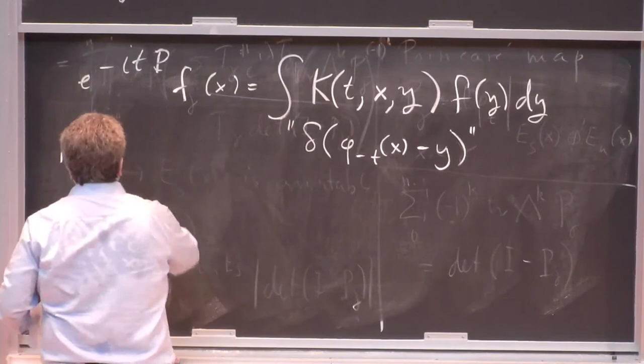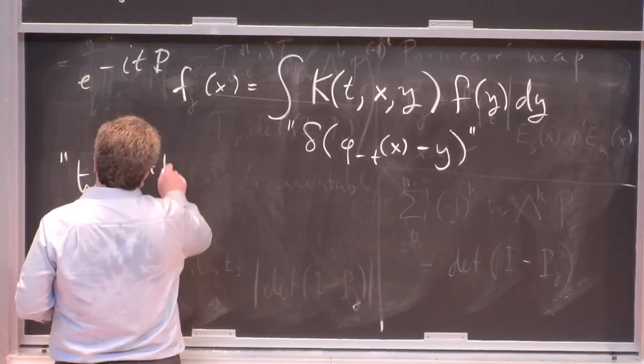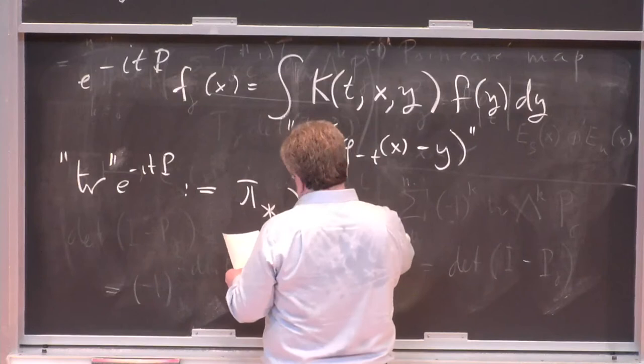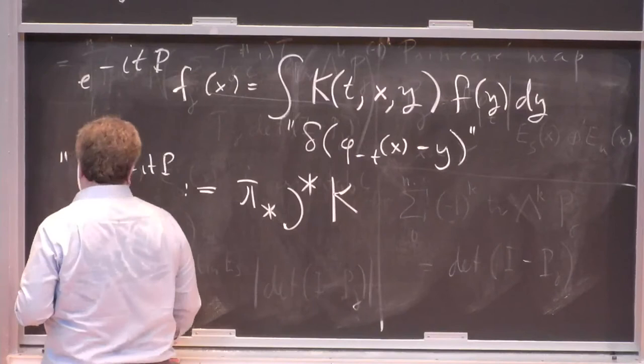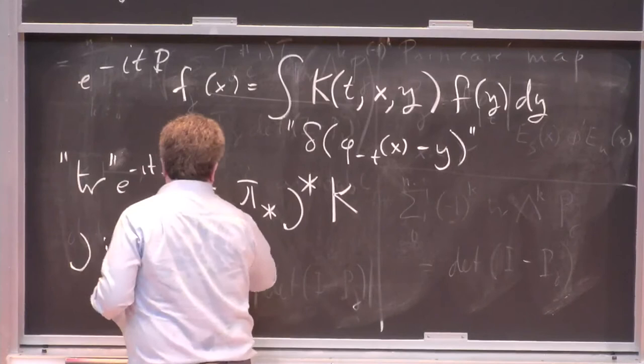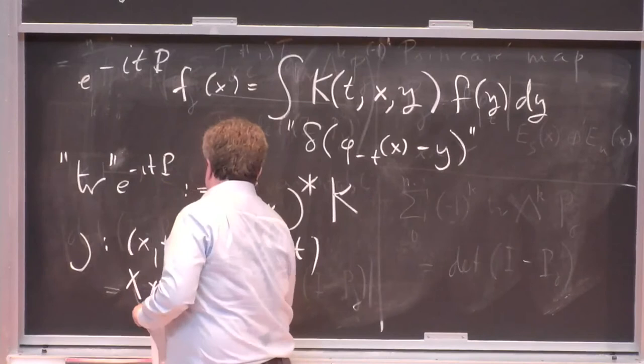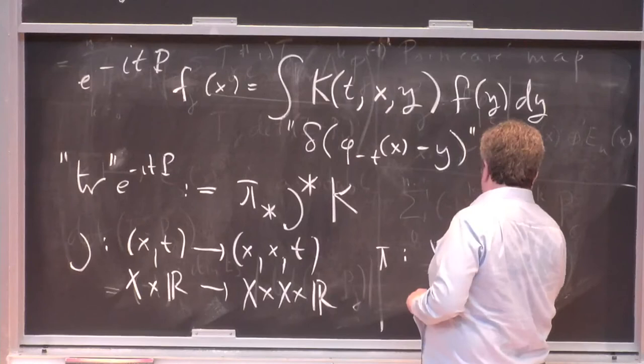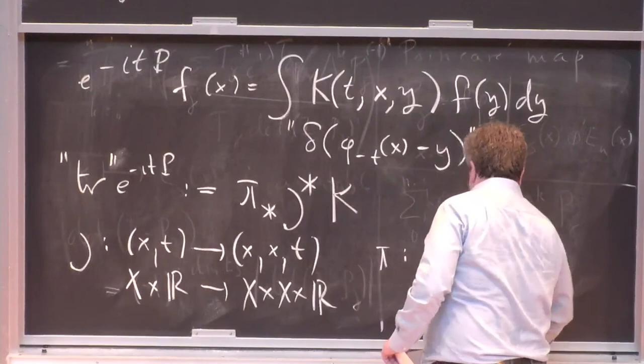And in mathematical terms, the trace of e to the minus itP is defined to be pi sharp, j star, and then K, where j is a map from x cross R to x cross R, and pi is a map from x cross R to R. Oh, sorry, I should write, it's a map which just takes (x, t) to t.